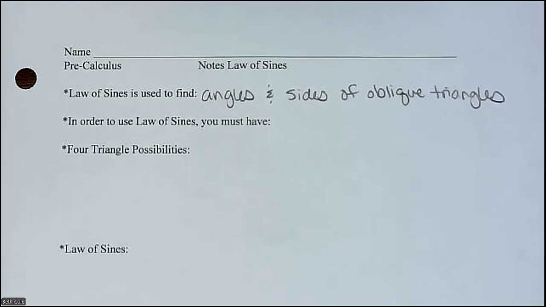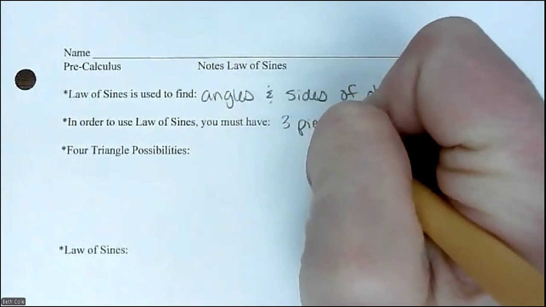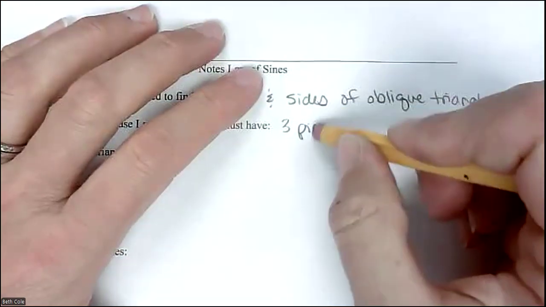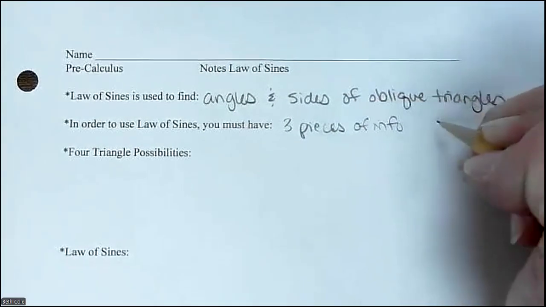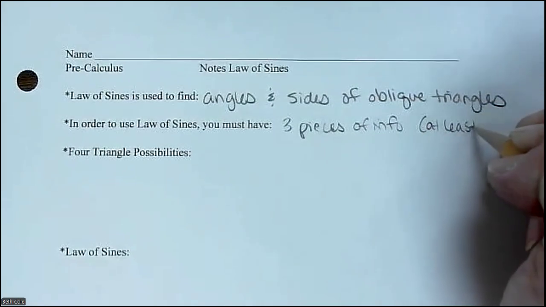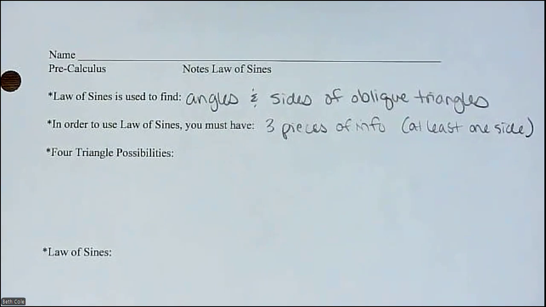So in order to use the law of sines, you have to have three pieces of information, and at least one side. If your three pieces of information are just all three angles, you would never be able to figure out what the sides are. Do you get what I'm saying? If you don't have any of the lengths of the sides, you would never be able to figure it out. So you have to have at least three pieces of information, and at least one of them has to be a side.